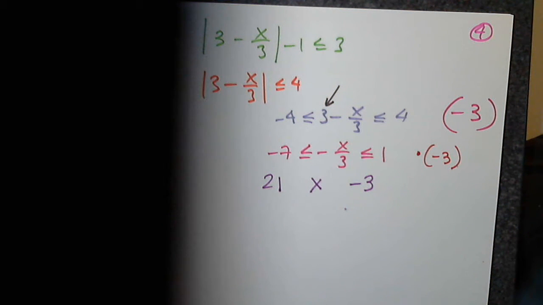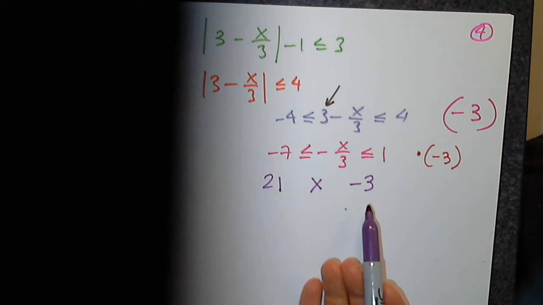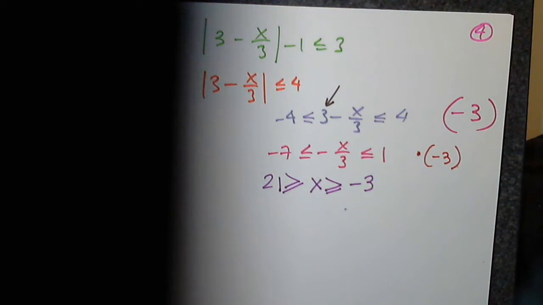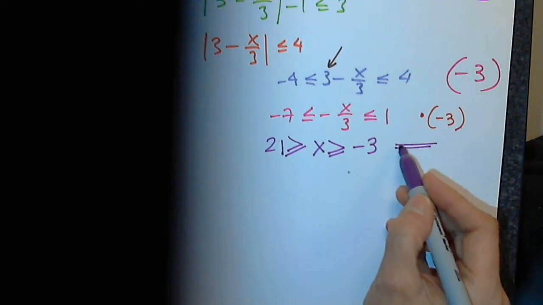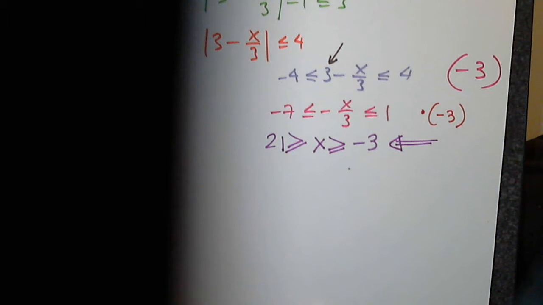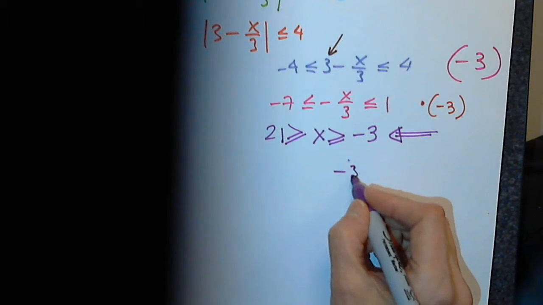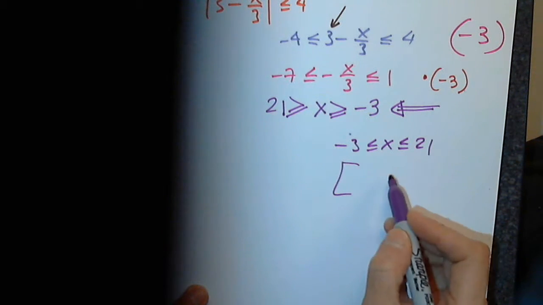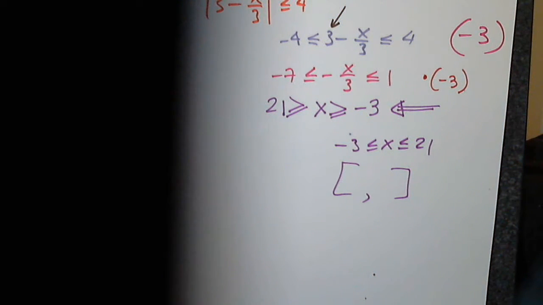Right, it makes no sense, right? If I keep the same inequality symbol, I'm telling you that 21 is less than negative 3. So I have to switch the inequality symbol. Remember, I have to read from the right. Rearrange it: negative 3 less than or equal to x less than or equal to 21. And now you can give me the interval notation. What is the interval notation for this one? Very good.